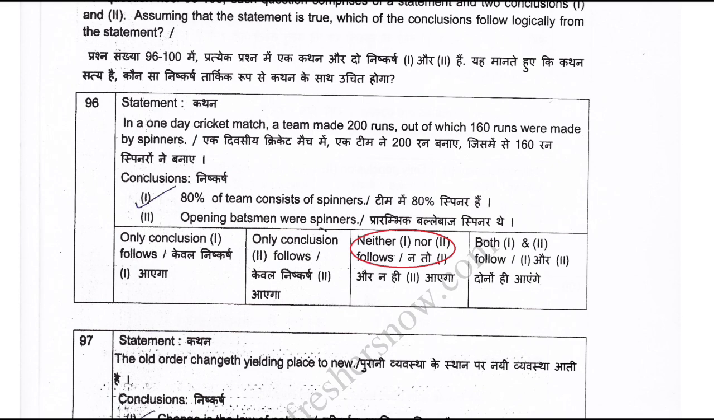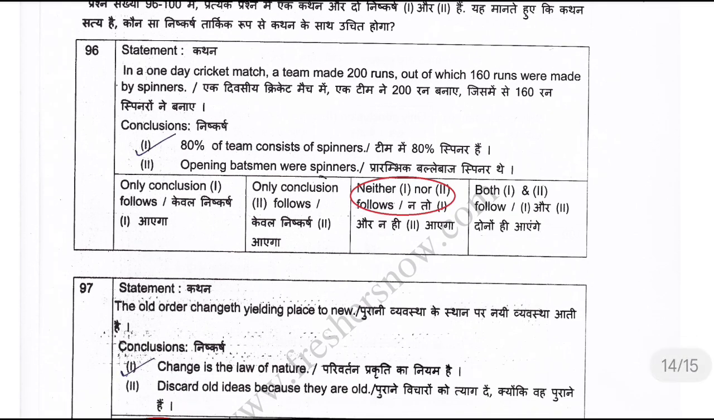In one of the cricket matches, a team made 200 runs, out of which 160 runs were made by spinners. Conclusion: 80% of the team consists of spinners. Opening batsmen were spinners. The answer is C, neither 1 nor 2.